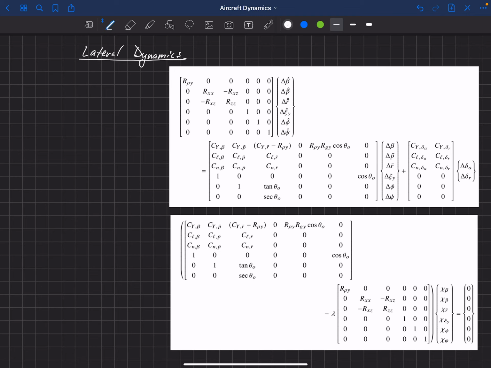We're now ready to look at lateral dynamics. So again, we're going to start off with our linearized lateral equations of motion, non-dimensional equations of motion. That's this set of equations here that we've developed previously. So these are the linearized equations.